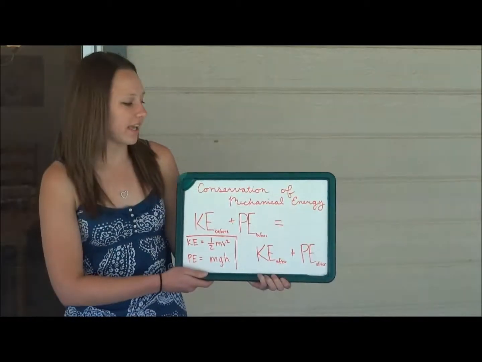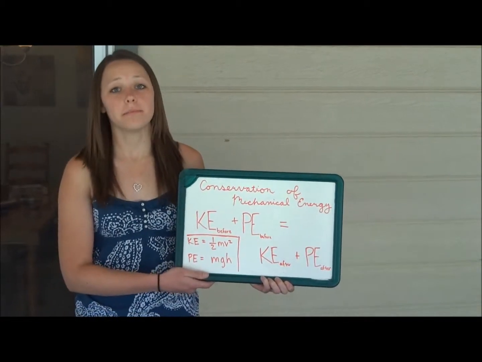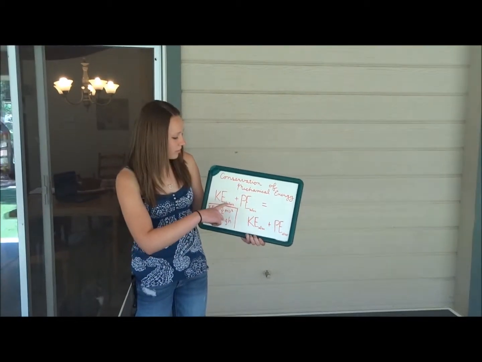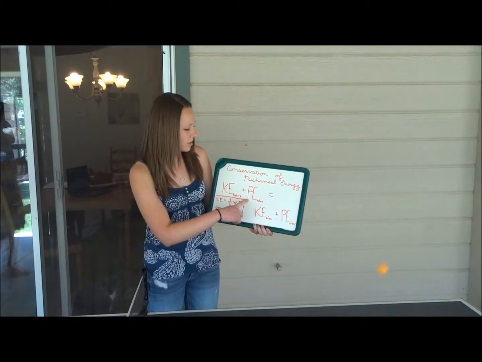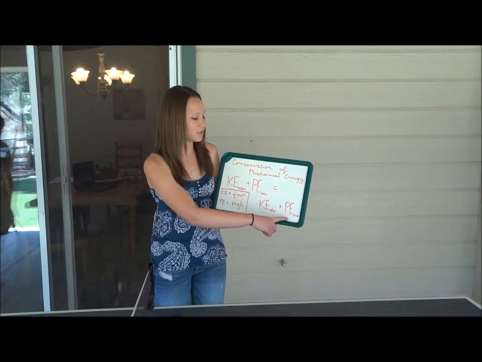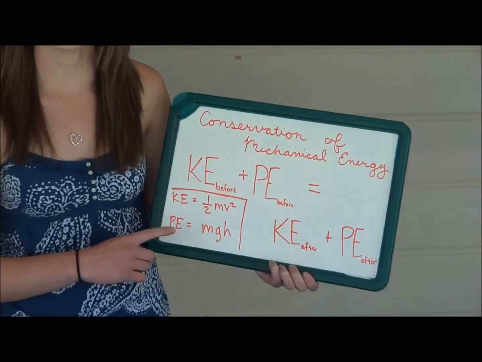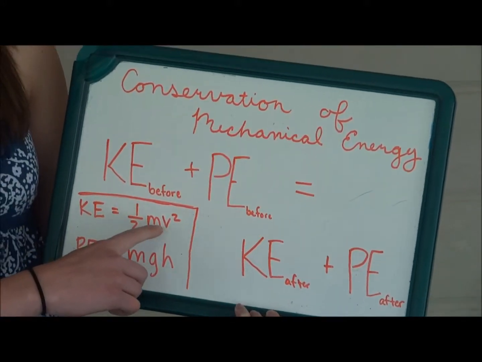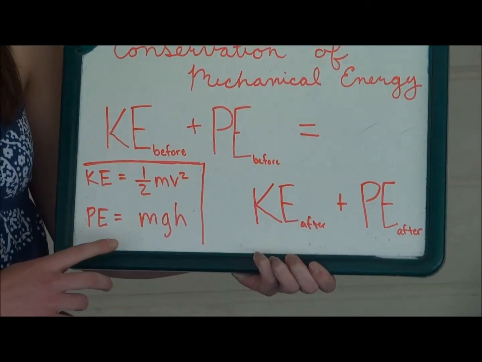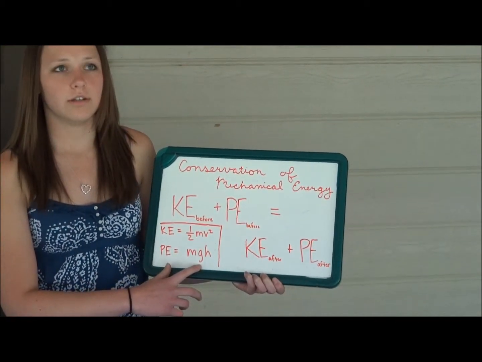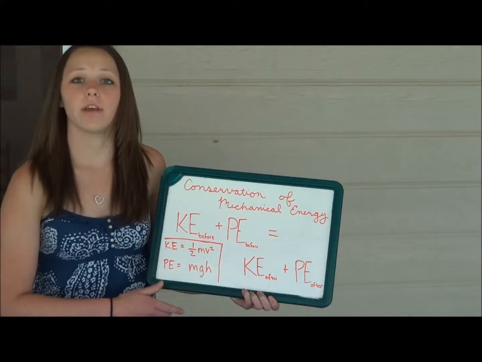The conservation of mechanical energy shows the relationship between kinetic and potential energy before and after a reaction. Before the reaction, kinetic and potential energy must equal the sum of kinetic and potential energy after the reaction. The equation for kinetic energy is 1/2 mass times velocity squared. Potential energy is mass times the gravitational acceleration times the height of the object.